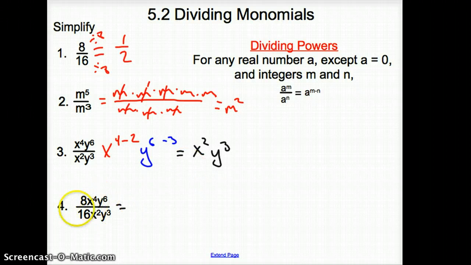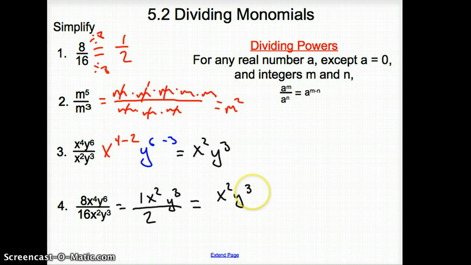Now if we jump down to 4, there can be numbers and letters. So 8/16 we did in our first example simplifies to 1 over 2. Now here we have the same example as we did up here. It simplifies to x squared on top, y cubed still on top. If we wanted to, we could rewrite this as x squared y cubed all over 2. And we would simplify that whole monomial.